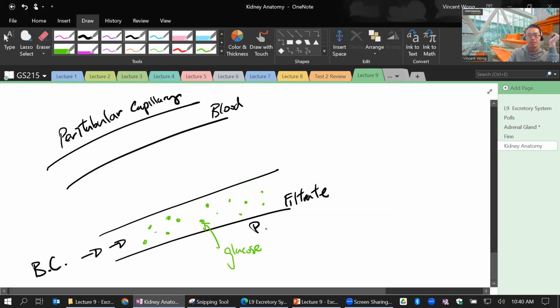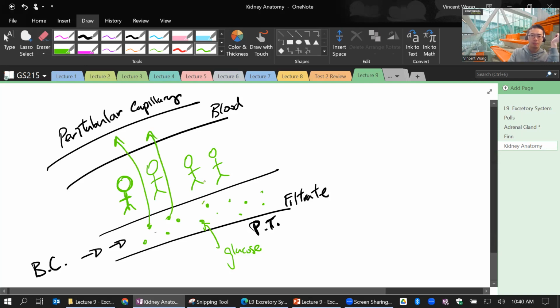And here is the proximal tubule. You don't have to draw this down. You can just watch me explain. To take the glucose back into the blood, which is what we want to do, we want to keep the glucose. Glucose is a valuable resource. You will need to have a transport protein that does that. So I'm going to put these green people here, and the job of the green people is to spot the glucose. They will grab the glucose and then put them back into the blood.